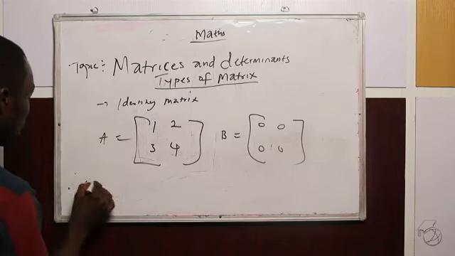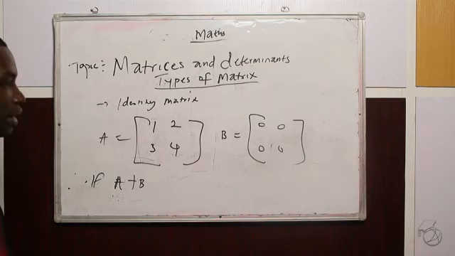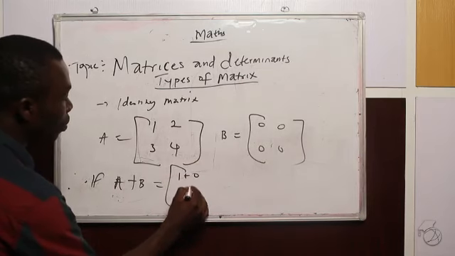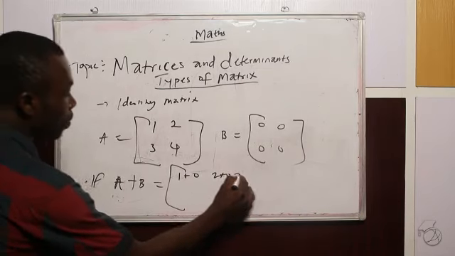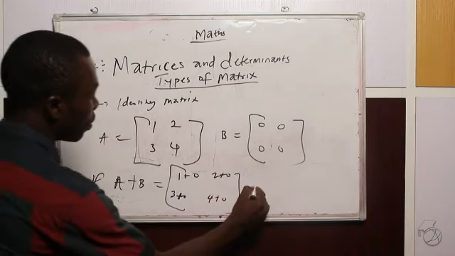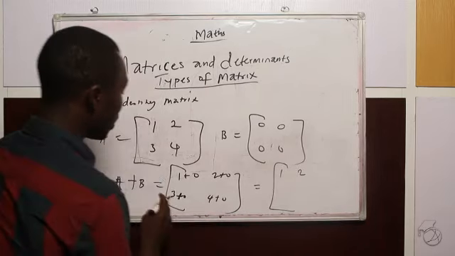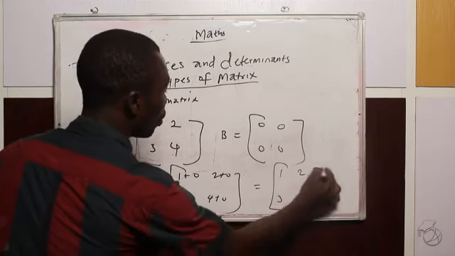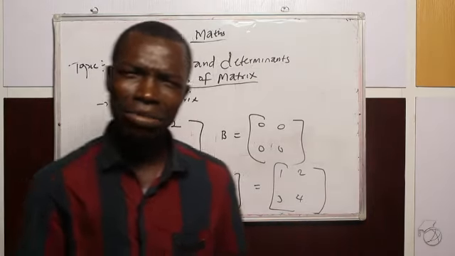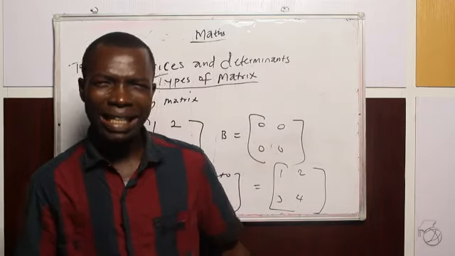Therefore, if A plus B is the equation we have to solve, it means 1 plus 0, 2 plus 0, 3 plus 0, 4 plus 0, which is equal to 1, 2, 3, 4. So it doesn't change the value inside the element. No matter the operation in terms of addition, it doesn't change the value. So it's an example of an identity matrix.